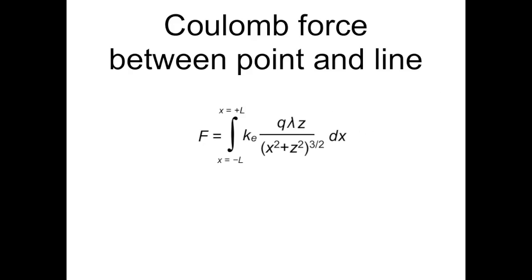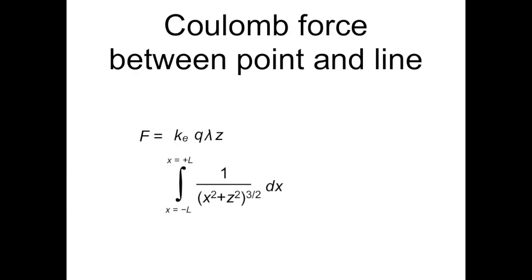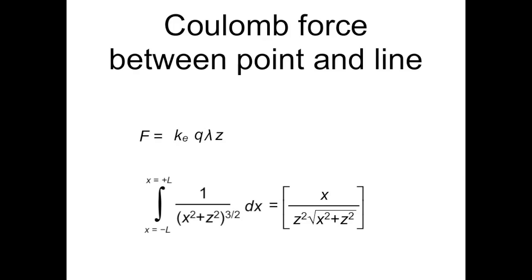At this point we're done with the physics and it's purely a math problem now. We have an integral that's over the variable x. k, q, lambda, and z don't depend on x, so we can pull them out of the integral. So what is this integral? I'll just tell you that the integral of 1 over x squared plus z squared to the 3 halves with respect to x is x over z squared root x squared plus z squared. And the limits of this integral we said are plus and minus L.